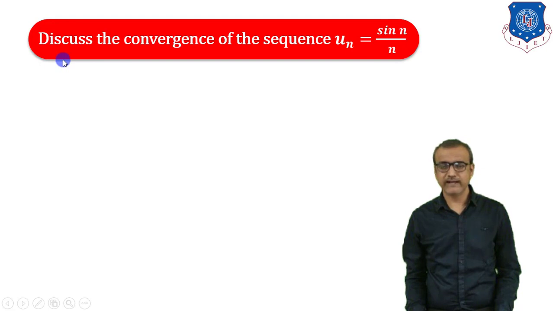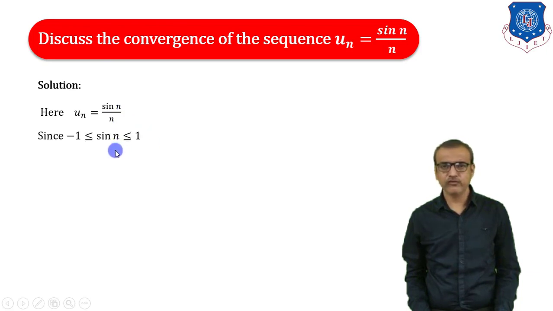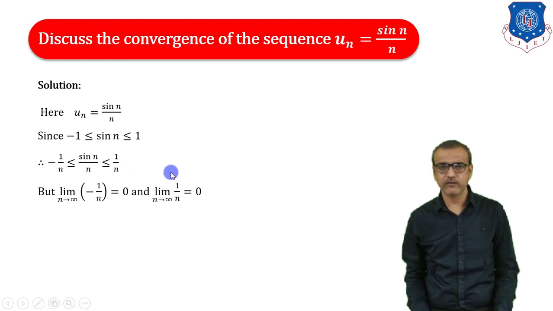Now we have examples related to the Sandwich theorem. Discuss the convergence of the sequence un equals sin n upon n. Here un equals sin n upon n. Now all of you know that the value of sin n is between minus 1 and 1. Dividing this inequality by n, we have minus 1 upon n less than or equal to sin n upon n less than or equal to 1 upon n.